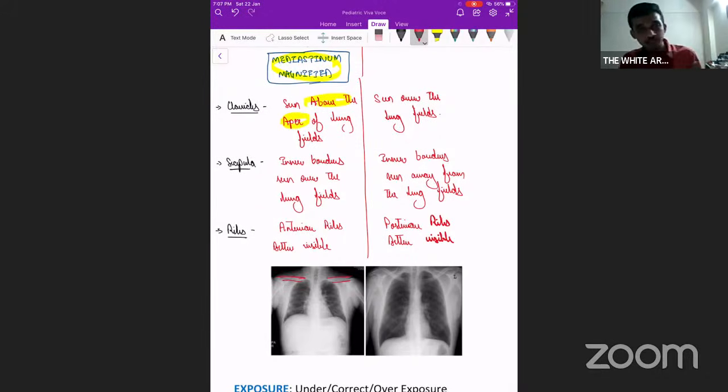It is seen above the apex as compared to the PA view, wherein it is seen over the lung fields, correct? Over here, you see it over the lung fields. So this is one way to make out.